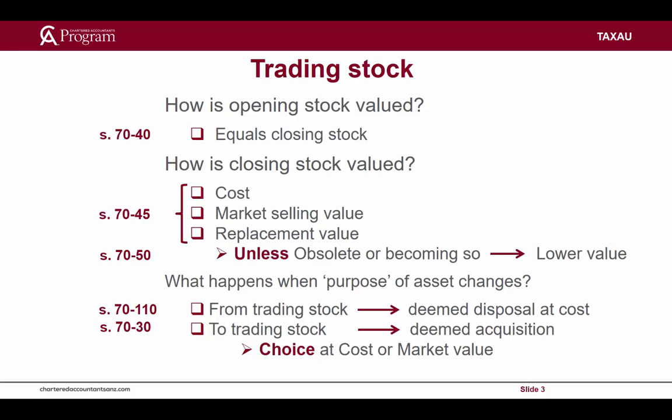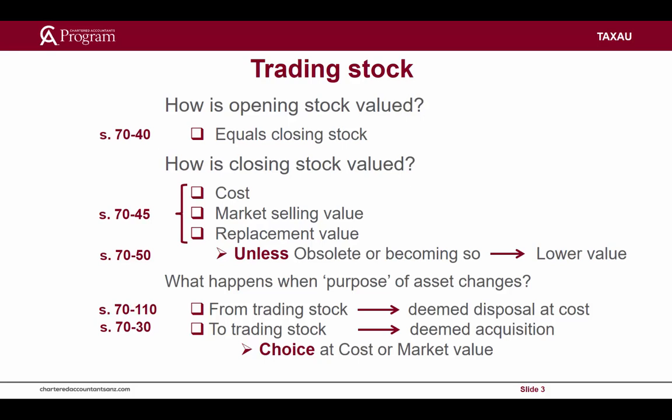For example, per the Philip Morris case, the full absorption costing method used for a manufacturer should include direct labour, the materials used to manufacture the goods, and a portion of variable and fixed factory overheads. One important thing to note about the choice of cost, market selling value, or replacement value is it applies on an item-by-item basis. So each item of trading stock can be valued using a different methodology.